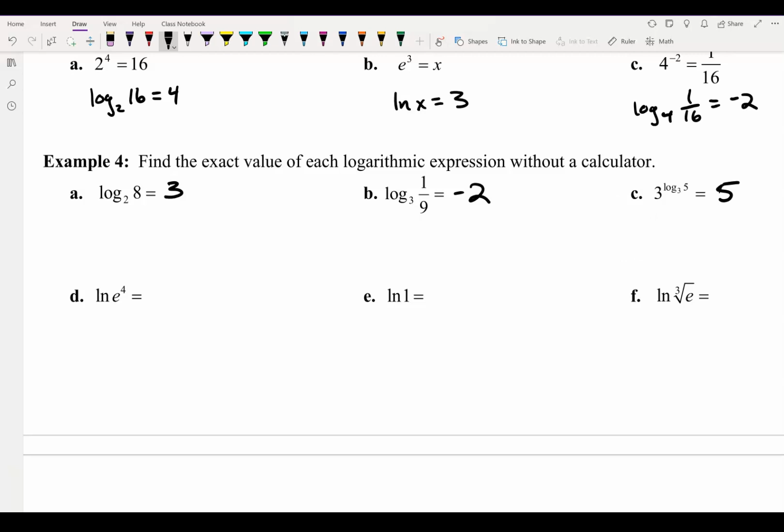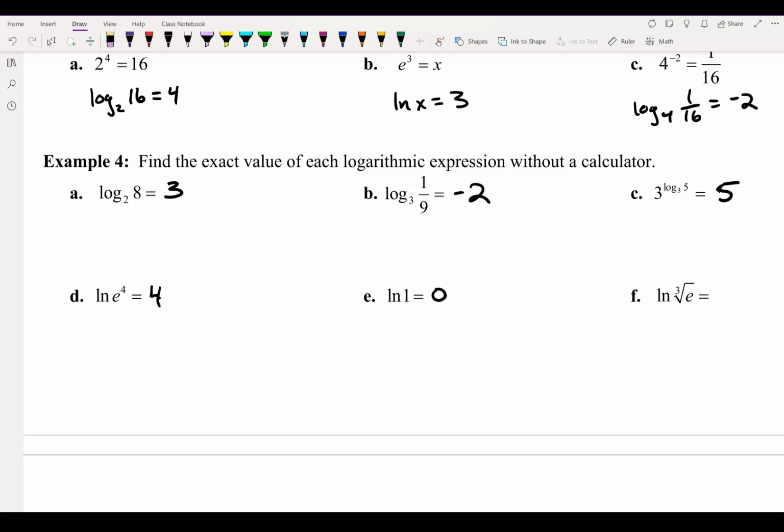Next, we have ln, which again is log base e. So they're saying, what exponent do we raise e up to get e to the 4th? And if you're thinking, well, it's straightforward, it's right there, you're right, it's just 4. Here we want e to what power? Because ln equals 1. Well, that's going to be 0.